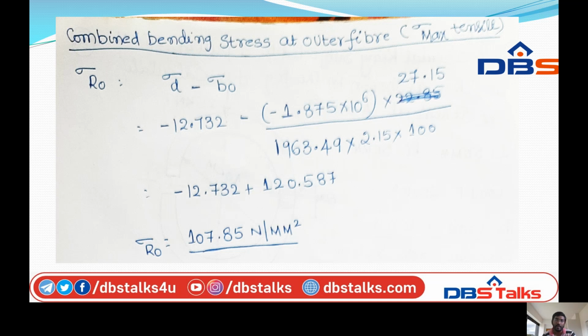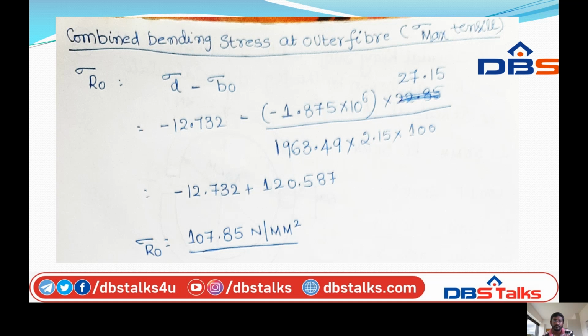so sigma b naught is equal to MB into C naught by capital A into small e into R naught. So substitute the values. Bending moment MB equal to minus 1.875 into 10 power 6, into C naught 27.15, by capital A 1963.49, into small e 2.15, into R naught 100. So we can calculate the values. Sigma Ro equal to 107.85 Newton per mm square. These are the final results of the combined bending stresses in the inner fiber and outer fiber of the given problem.